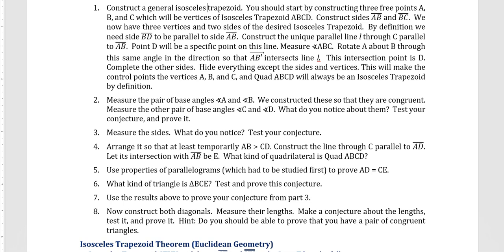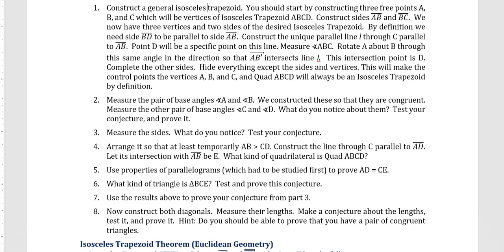Press pause now. All right, hopefully you've done tasks 1 and 2. Now measure the sides. What do you notice? Test your conjecture. We'll prove it in a bit. Press pause now. Okay, of course, what you should have found there is that the legs are congruent, but it's going to take us a little bit to prove that.